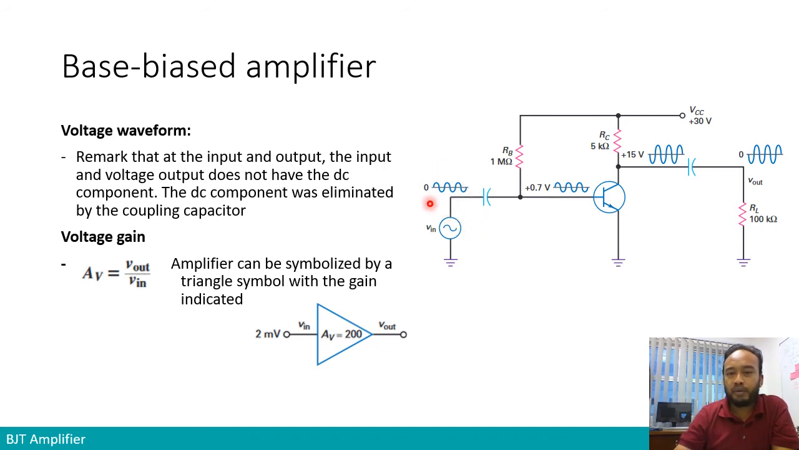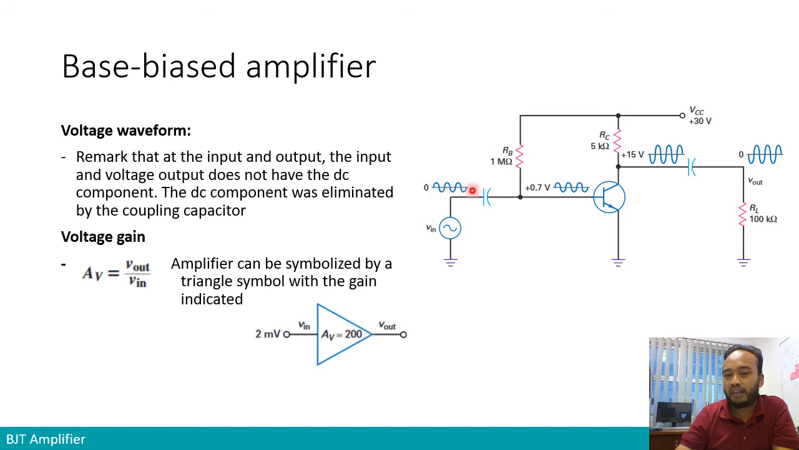We have in input a very small sine wave that we want to amplify. For example, just now we have the value of 10 microvolt, right? And the voltage over here is basically the bias voltage of the BJT, equal to 0.7. And what we have is basically the same very small AC, but it is DC shifted at plus 0.7.